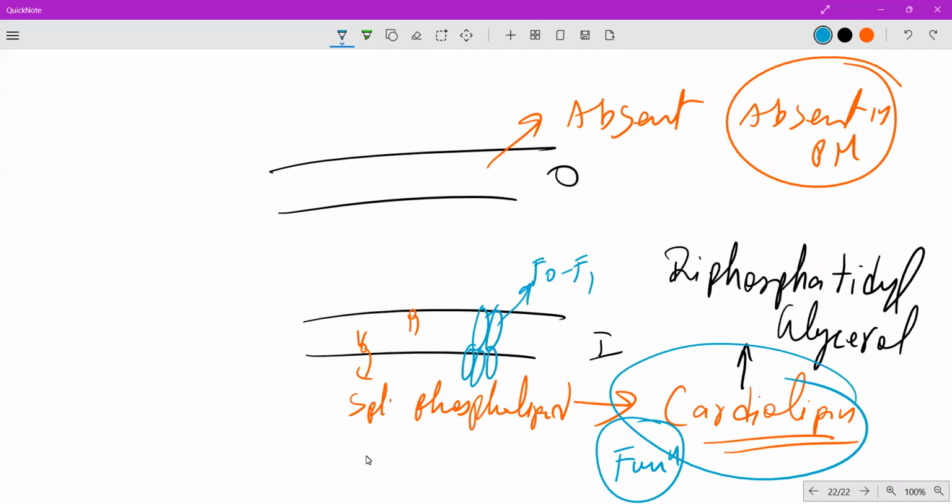Am I clear? So look at the differences between the outer and inner membrane. Not only this, the inner membrane of mitochondria is highly impermeable.